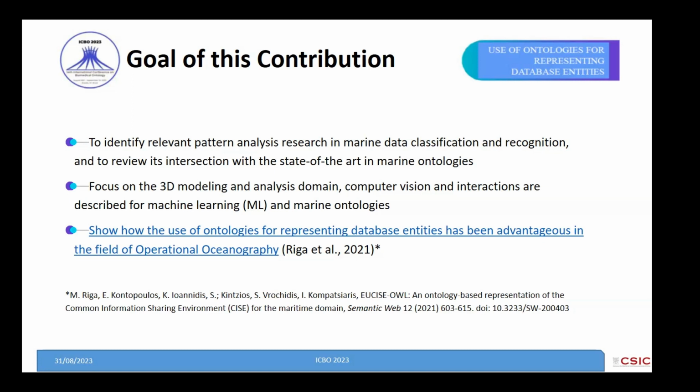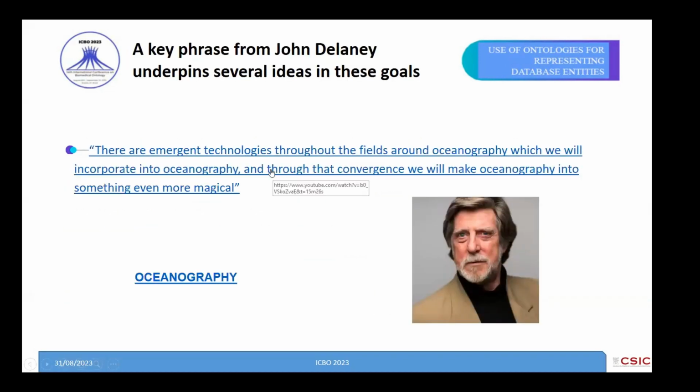There is a central goal in seeing the use of ontologies for representing database entities, and it makes especially advantageous the field of operational oceanography. There is a key phrase from Jean Delaney that underpins several ideas in the third goal.